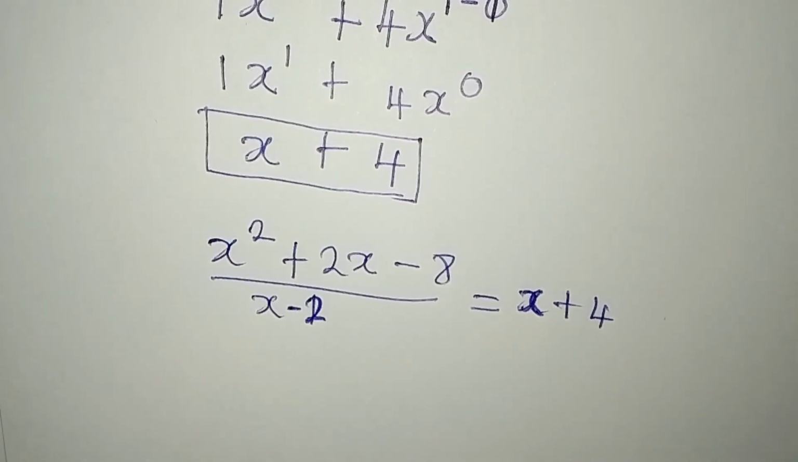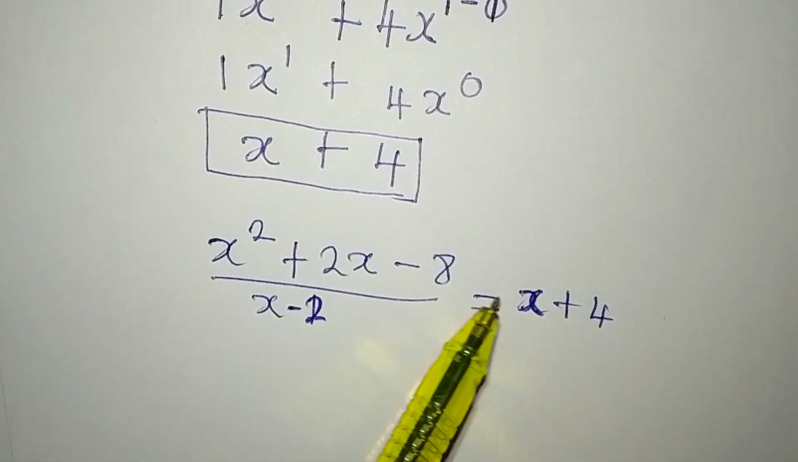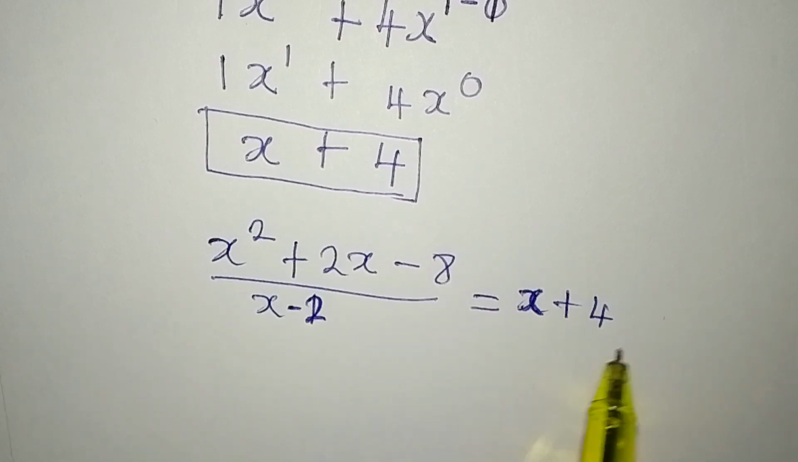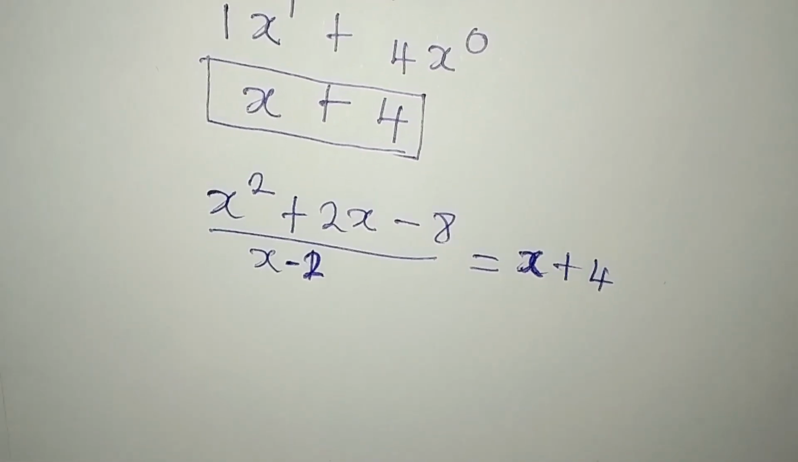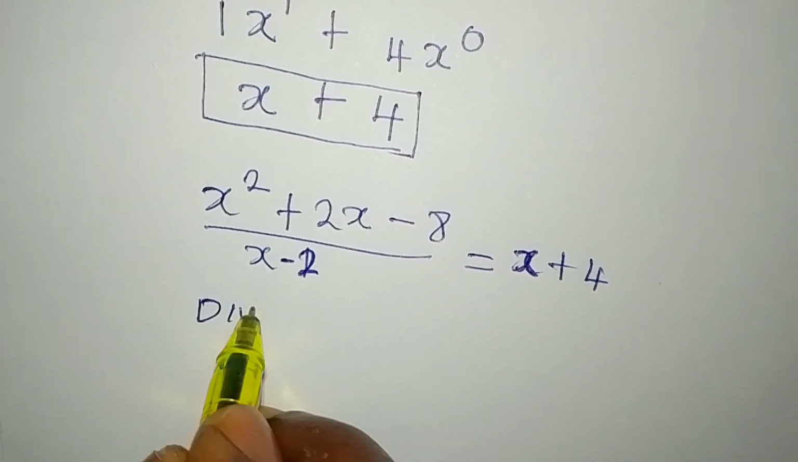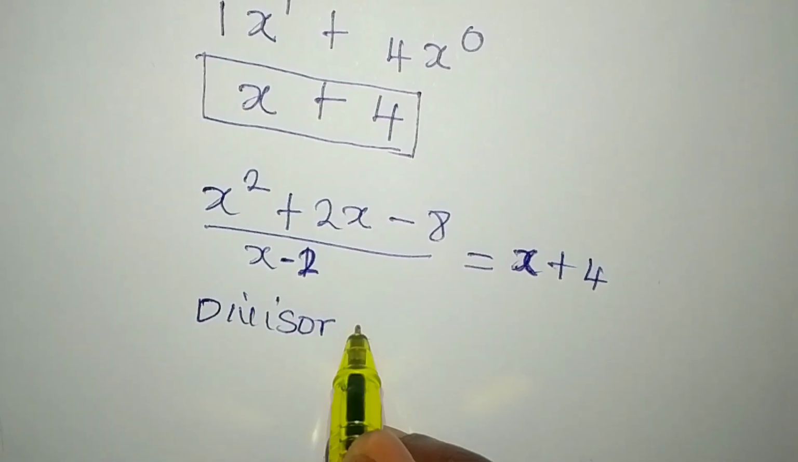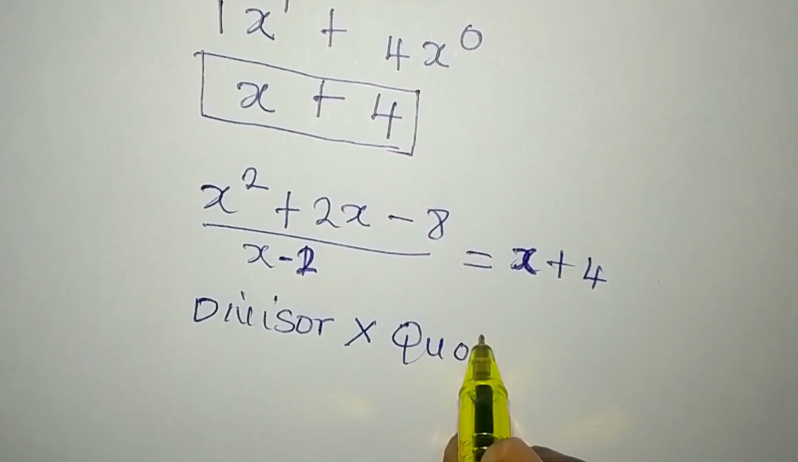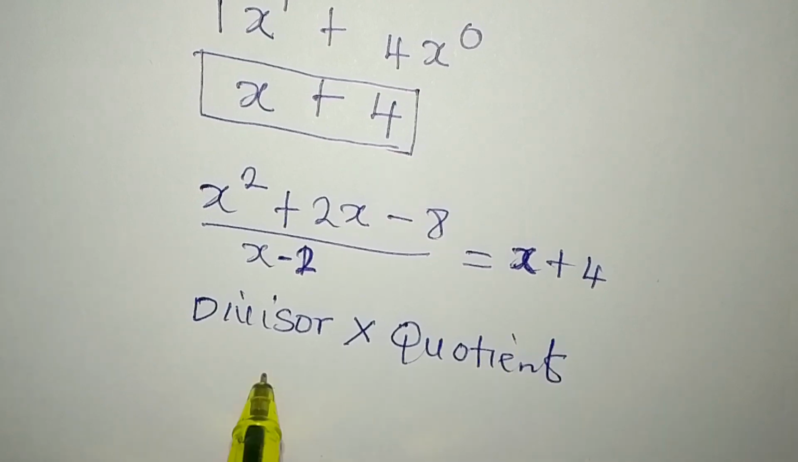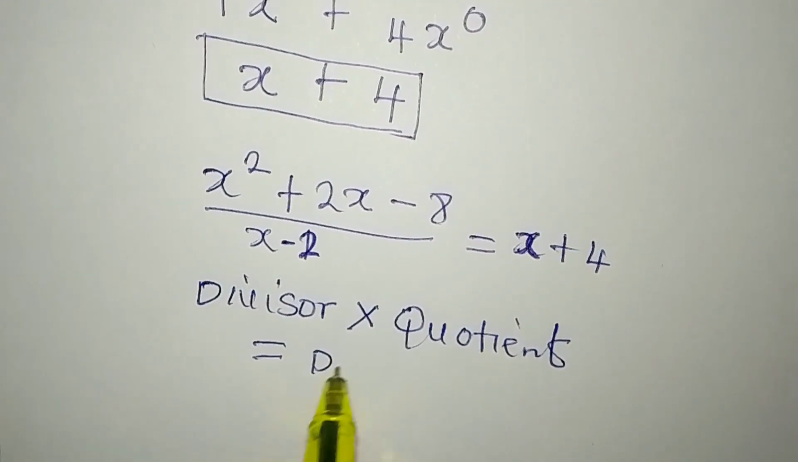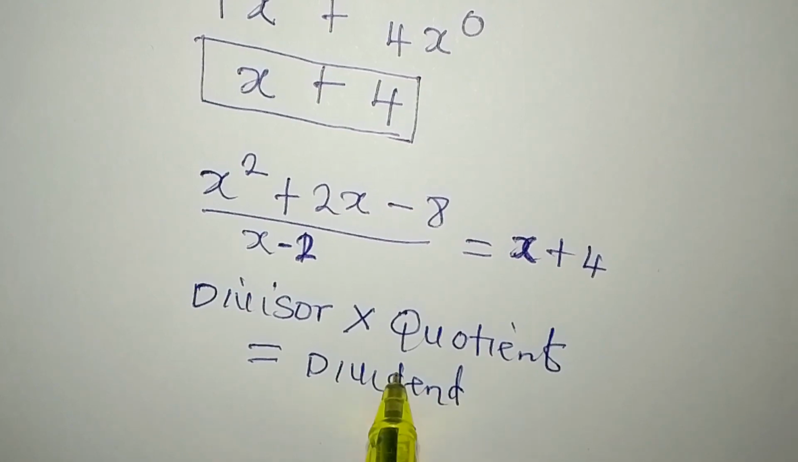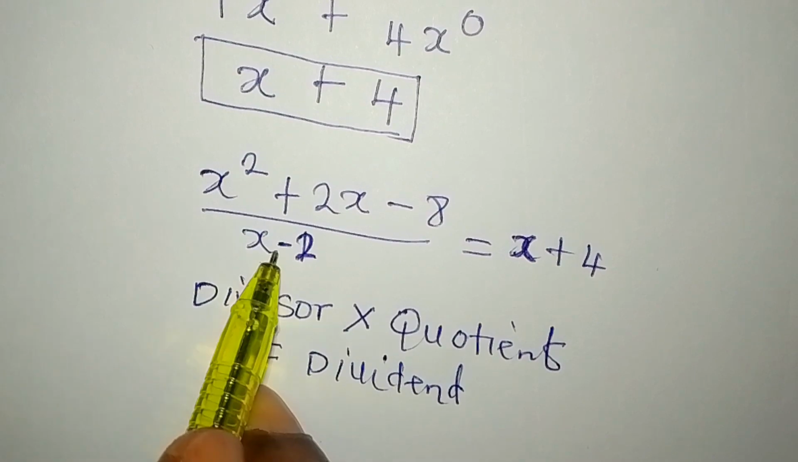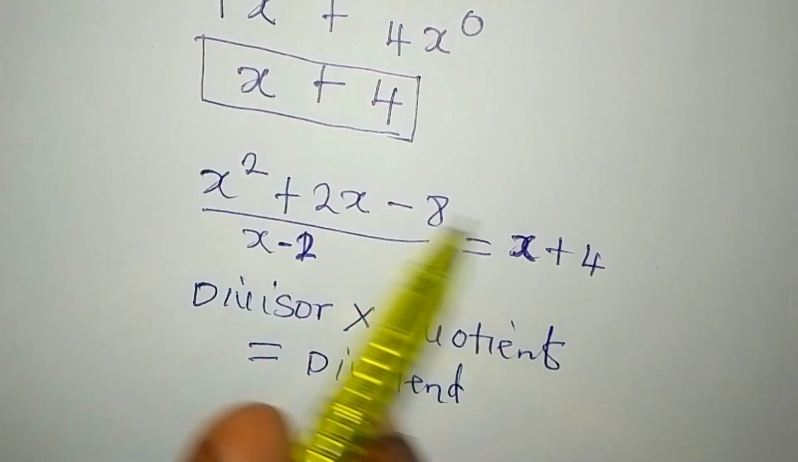Let me explain this again. This expression here is the dividend, while this here is the divisor, and what we have here is the quotient. Remember that the divisor multiplied by the quotient is equal to the dividend. So this multiplied by this should be able to give us this.